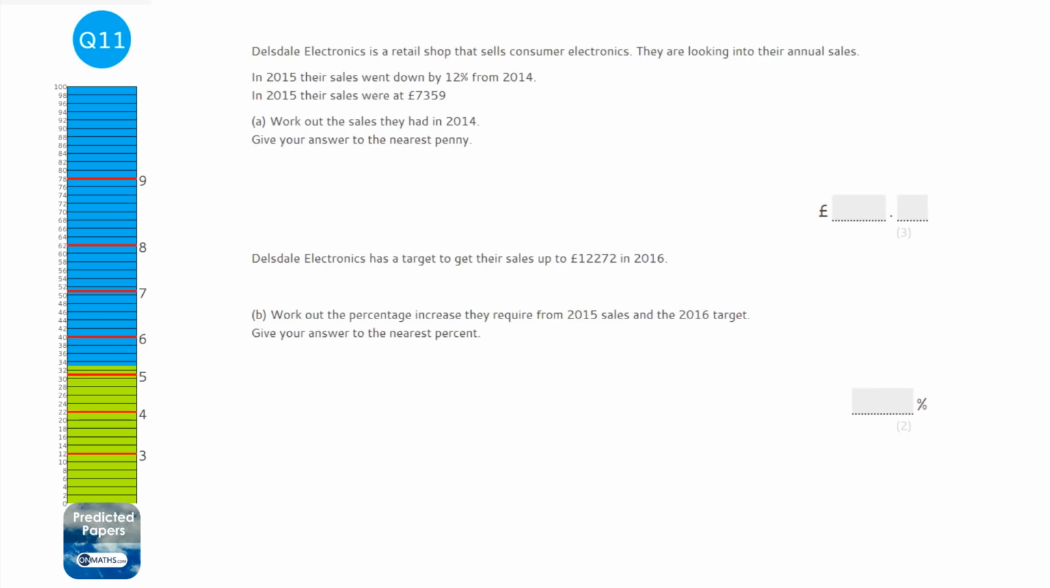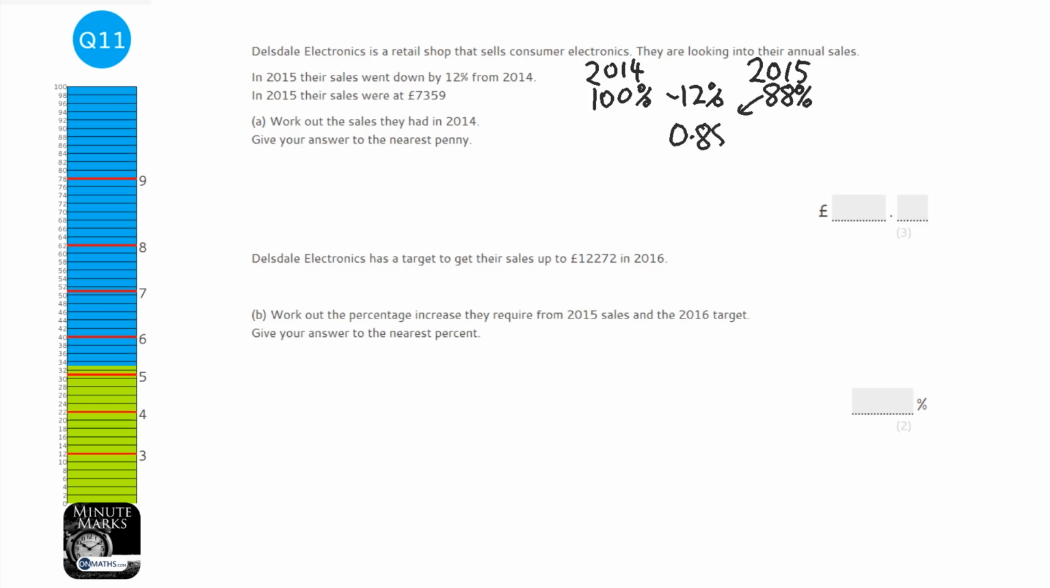Okay, so question A is about reverse percentages. In 2014 and 2015, well, let's have a look. The sales went down between the two. So if we start off with 100%, and they went down 12%, what we're left with is 88%. Now, as a multiplier, and this is the best way of doing this, 88% divided by 100, make it a decimal, is 0.88. That number, 0.88, is what we times the 2014 sales by to get 2015.